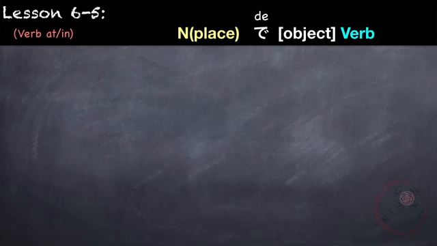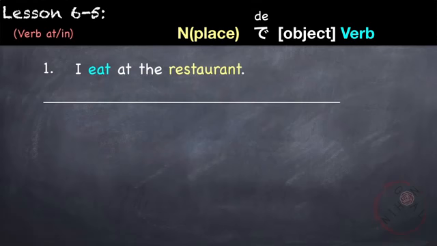This time, the particle de indicates where the action happens or happened. So the pattern is noun, which is a place, is followed by the particle de and then the verb. Or if there's an object of the verb, object and then the verb. It just means verb at or verb in. For example, I eat at the restaurant.